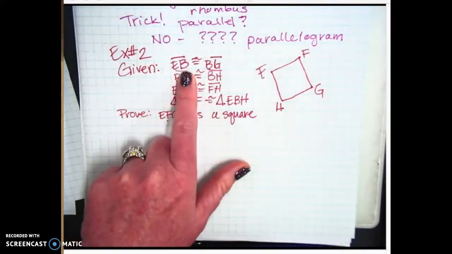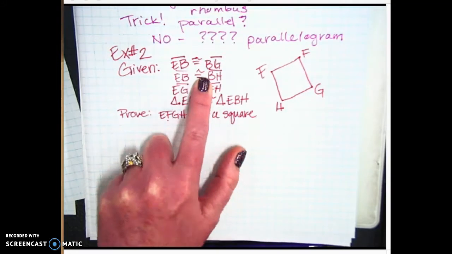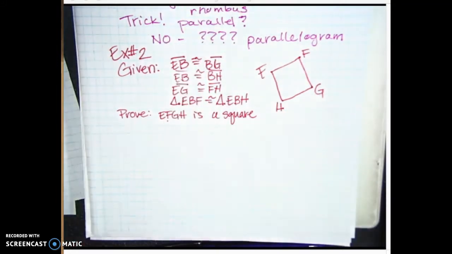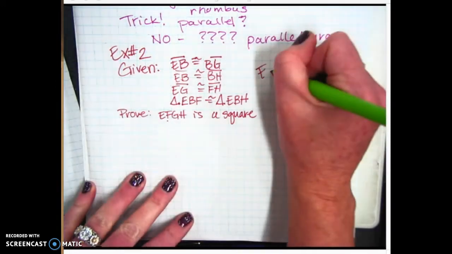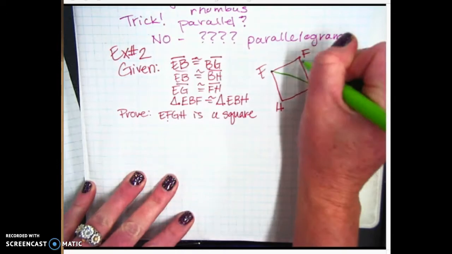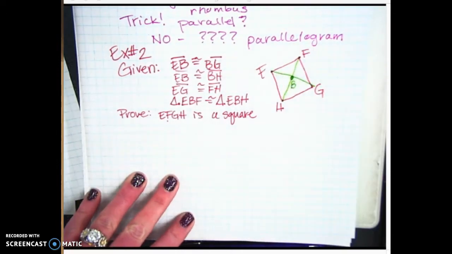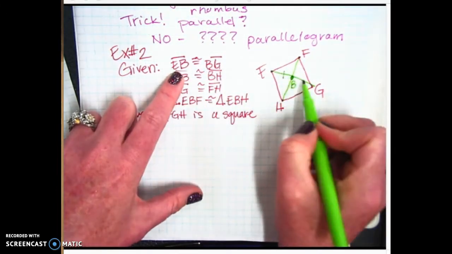The first statement says that EB is congruent to BG. So there is no B on there. Where do you think B is going to be? In the middle. That means I need to draw in some diagonals. They're going to intersect right here. We'll call that B as in boy. And EB is congruent to BG, so I'm going to put a tick mark and a tick mark.